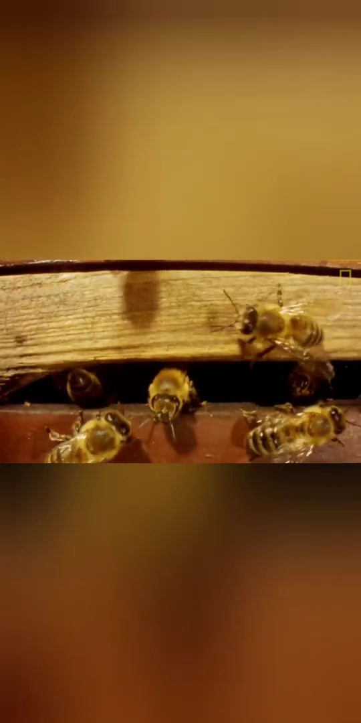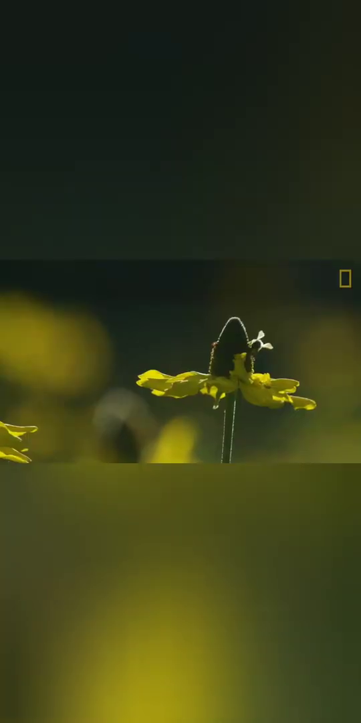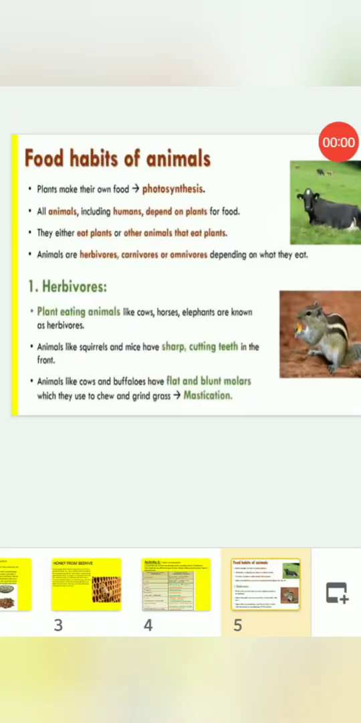After a short life of constant work, most workers will leave the nest as death approaches. The corpses of those that die inside the hive are carried out by undertaker bees. It's a thankless life for the worker bee, but this collaboration and process has made them one of the most successful superorganisms in nature. Now we will see food habits of animals.